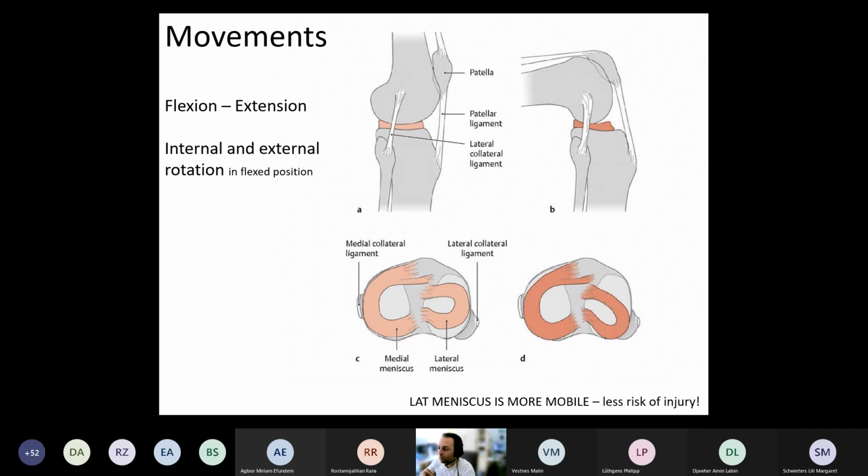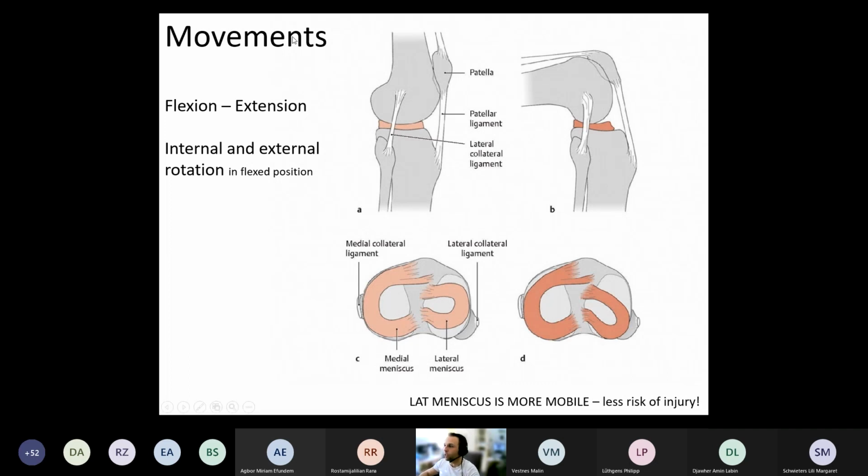Okay? There are several factors causing this. First of all, the shape of the femoral condyle. So in order to produce rotation, it has to be more round, and that only happens at the backside. So when you have a flexed position and the backside of the femur is connecting to the tibia, that's where it can do the rotational movements only.